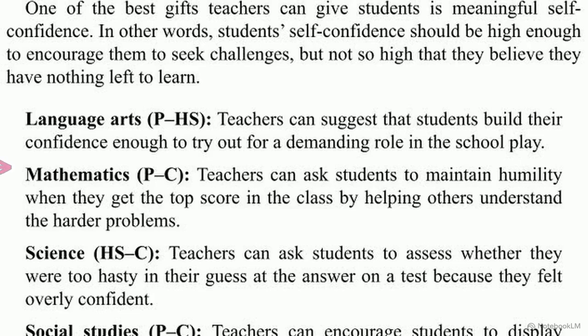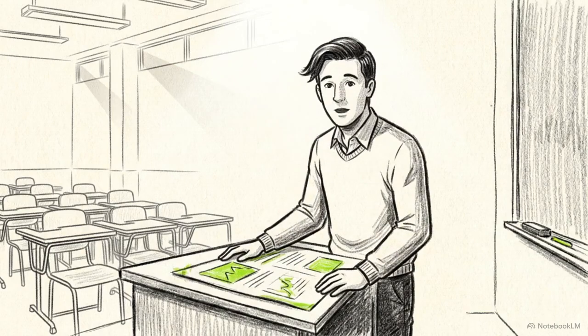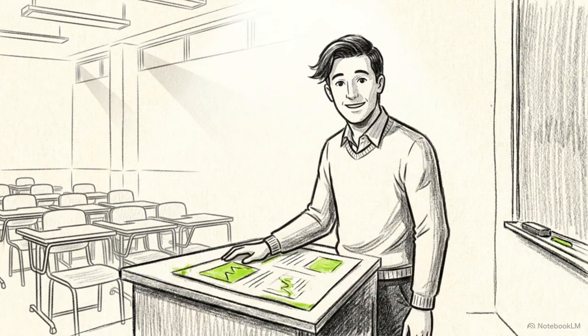Humble a top-scoring math student by assigning them to tutor peers through harder problems. Alternatively, build up a language arts student by encouraging them to try out for a demanding role in a play. Realistic self-assessment anchors the student. Without it, their intelligence remains either paralyzed by fear or blinded by ego.